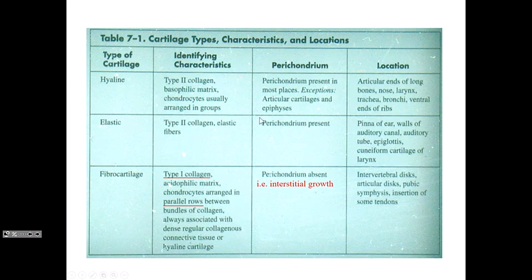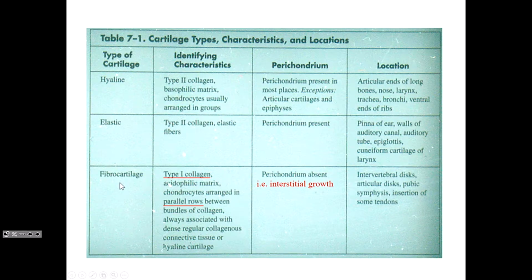In some locations where you have a lot of vibration or movement, you may have elastic cartilage. Elastic cartilage is identical to hyaline cartilage with the addition of elastic fibers in the cartilage. But again, you see a presence of a perichondrium, so you have that appositional growth for the formation of elastic cartilage. And you see it in locations where you have a lot of vibration and movement.